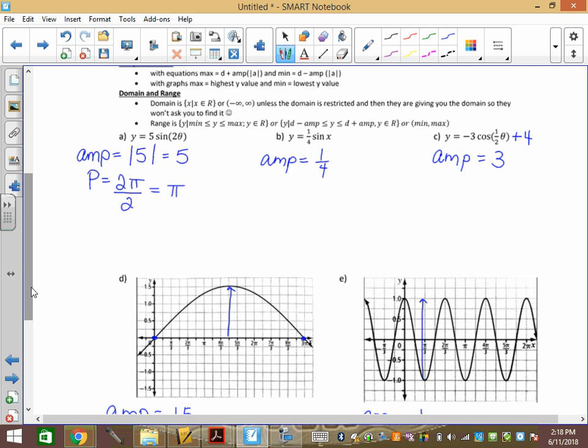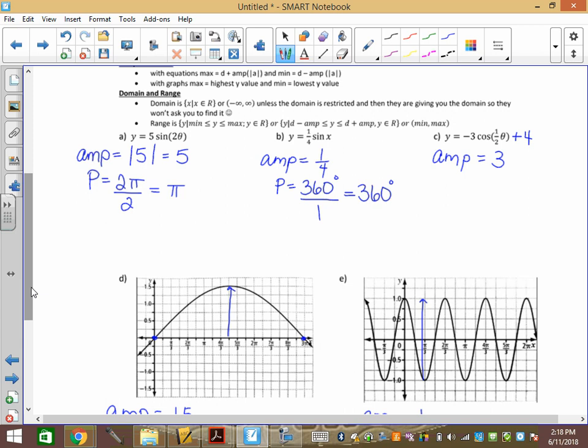This one will do 360. So period equals 360 divided by B. What's B in this one? 1. So it's still 360. Does that make sense? Well, that's the only thing that affects a period. Period is the x values. What would cause that to change? A stretch. What kind of stretch? Horizontal stretch. So this one doesn't have a horizontal stretch.